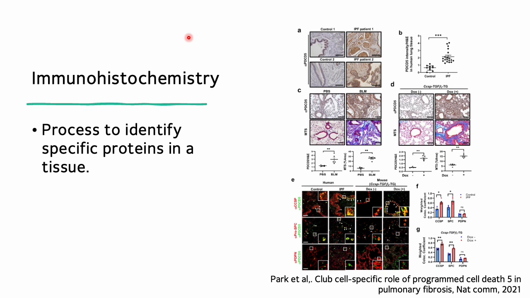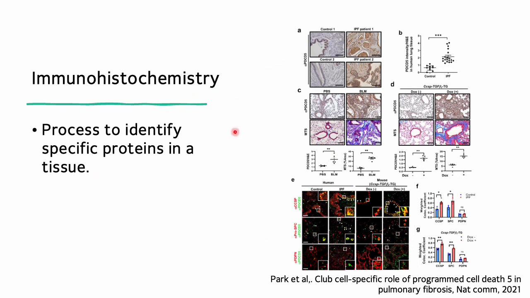And next, we're going to talk about immunohistochemistry. Immunohistochemistry is a process to identify specific proteins in a tissue. It's mostly done in tissue. So many clinicians have access to a tissue sample, so they use a lot of immunohistochemistry.